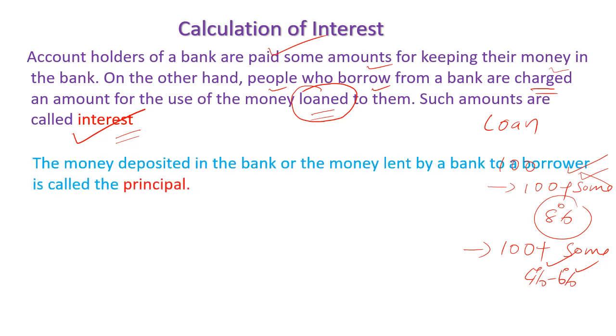That's why the money deposited in the bank or the money lent by the bank to a borrower is called principal. So some money is given to a person who wants to buy a home, then he will be asking for lakhs of rupees. Suppose 25 lakh rupees is given to a person, we call it principal. The same way, you go to the bank and deposit, big amount or small amount, it is called principal.